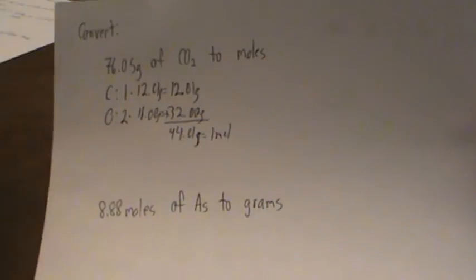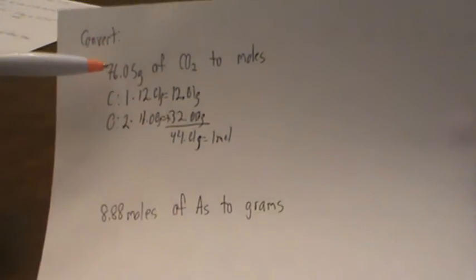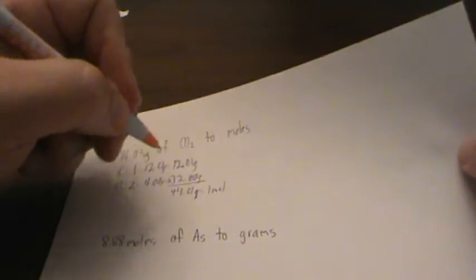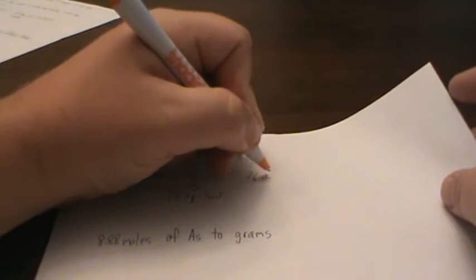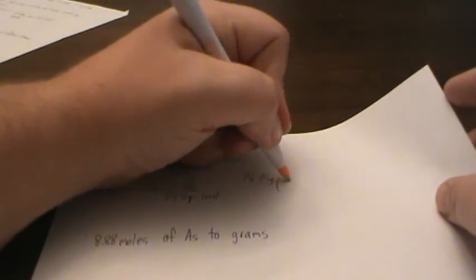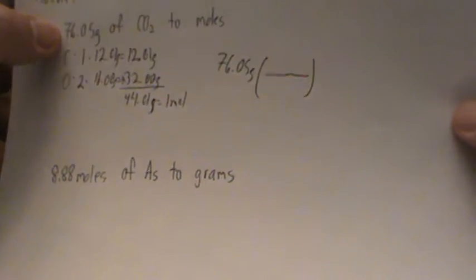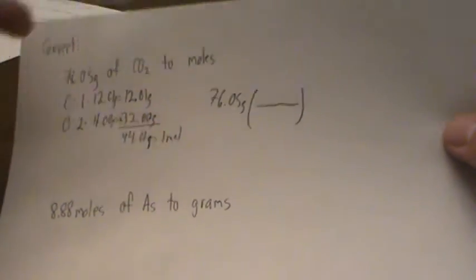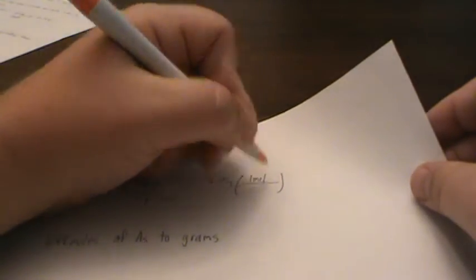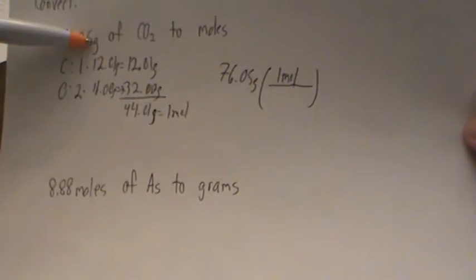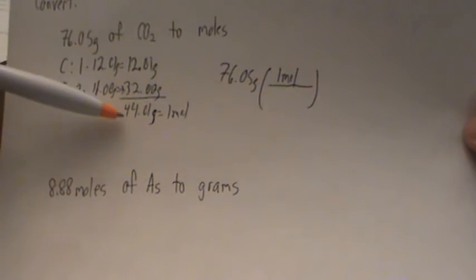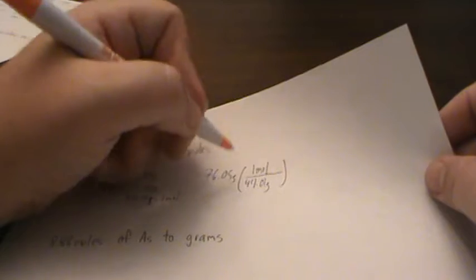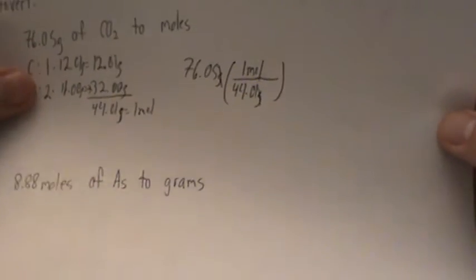And that's going to be our conversion factor for this problem. And just like what we did with the last chapter, we start with the number that was given to us, 76.05 grams. And we're going to set up our ratio. Since we're trying to go to moles, we're going to put the 1 mole up in the numerator. And since we're starting in grams and want to get rid of it, we're going to put the 44.01 grams down in the denominator. So grams gets canceled out.